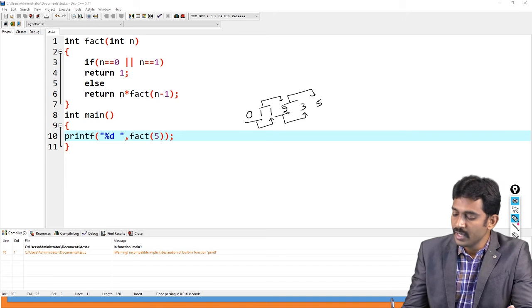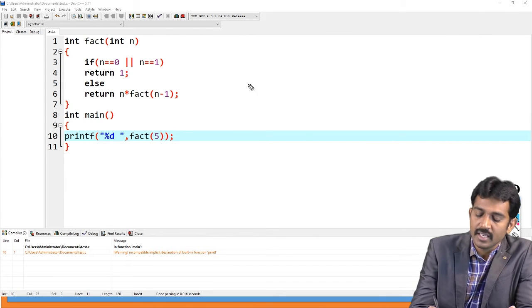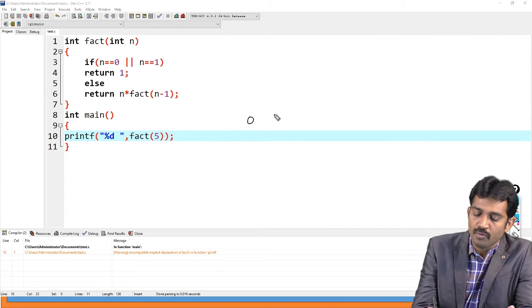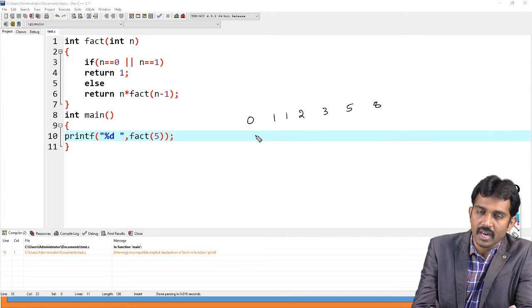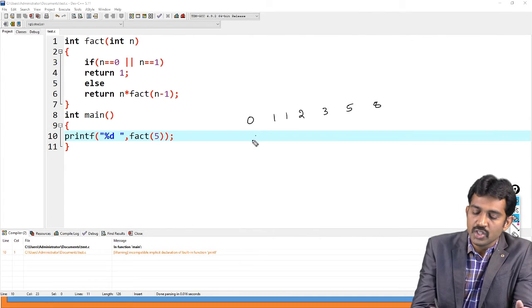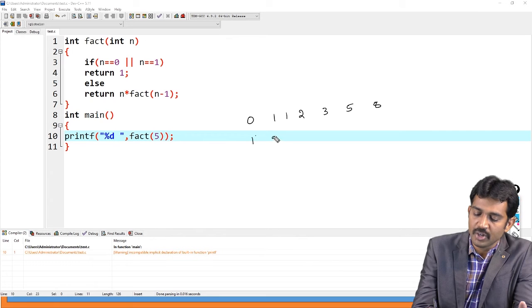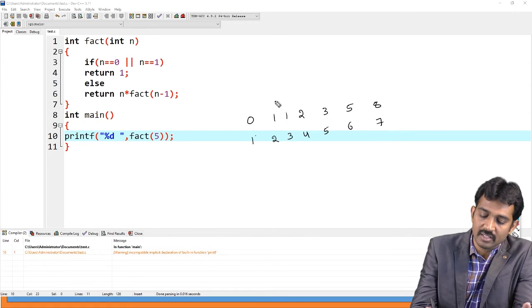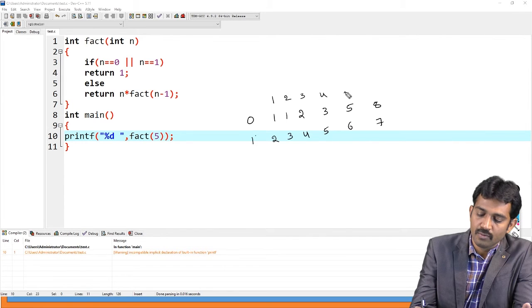So nth Fibonacci means 0, 1, 1, 2, 3, 5, 8. As you wish, you can take the 0 or 1. If you take 1, then first, second, third, fourth, fifth, sixth, seventh. Sometimes they don't consider the 0, so they will start with 1, 2, 3, 4, 5, 6.